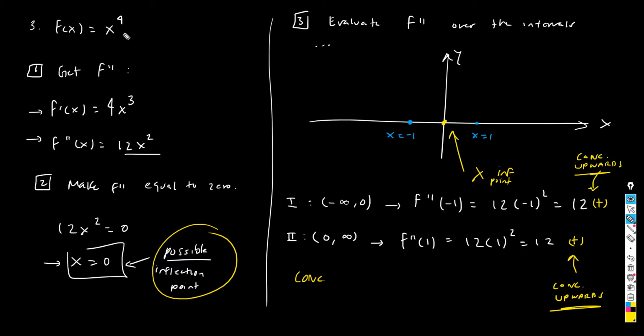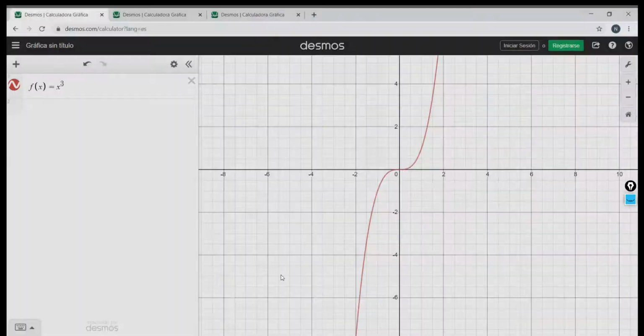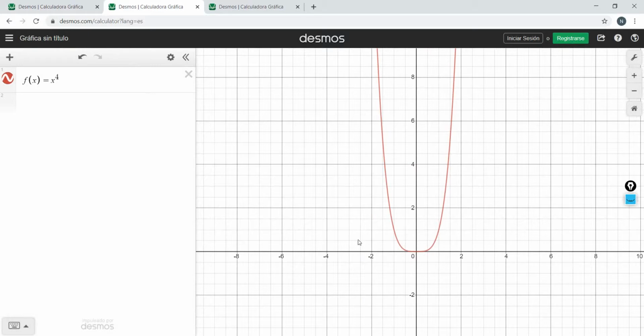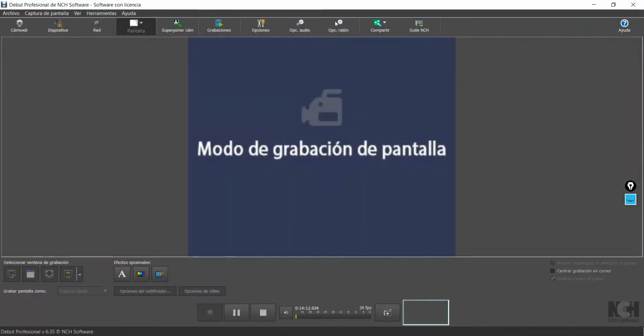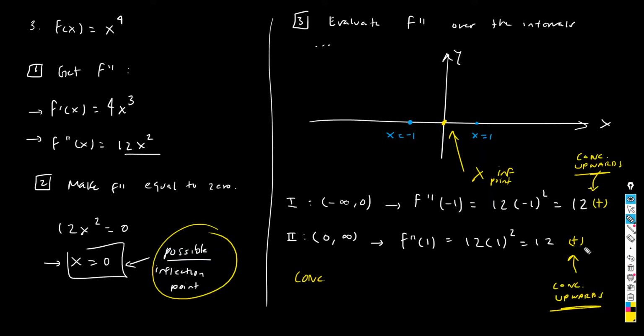Remember the function f of x equals x to the 4. And look, you see? From minus infinity to 0, the concavity is upwards, as you can see. But also from 0 to infinity, my concavity is also upwards. So this function is always concave upwards. And that settles the whole thing. Okay. Now, let's do the last example.